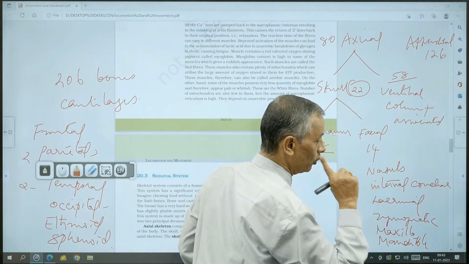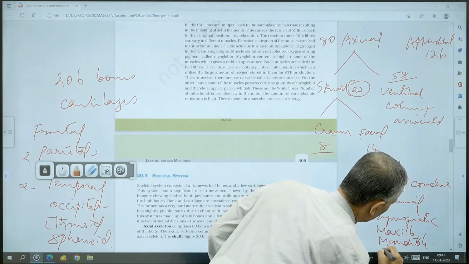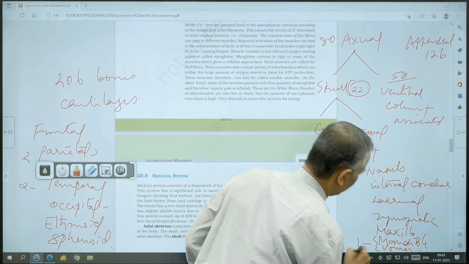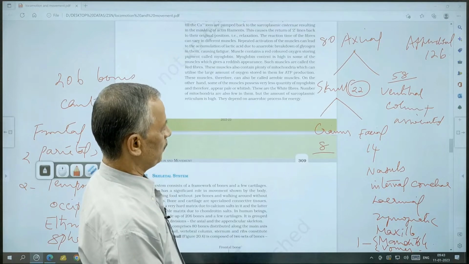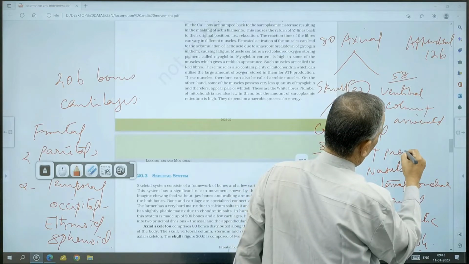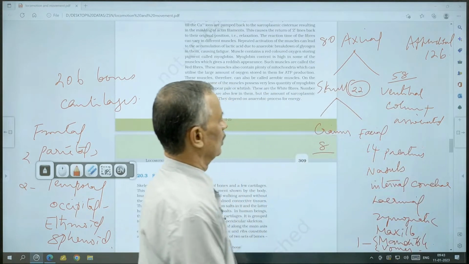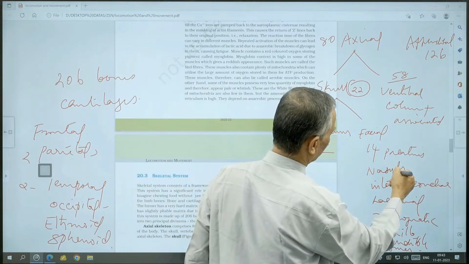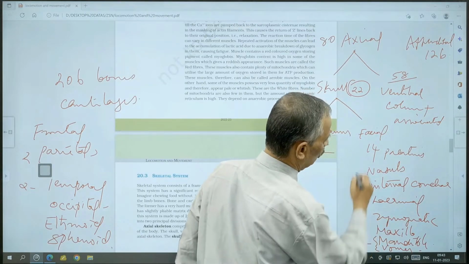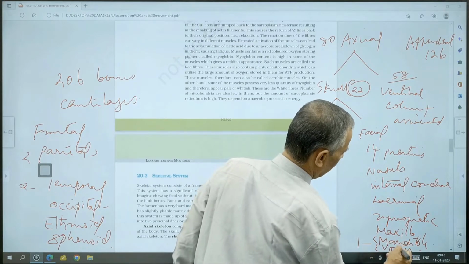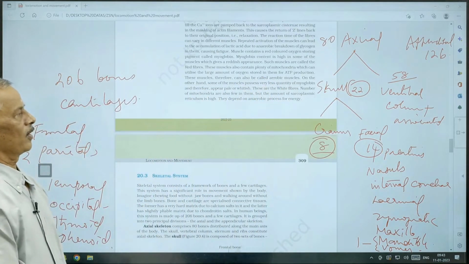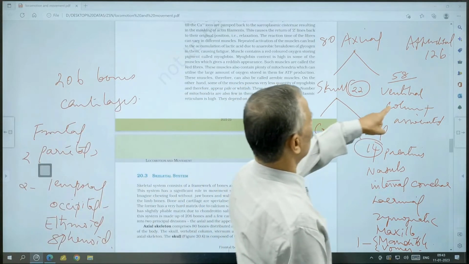And a single bone called the vomer. Vomer and mandible are single. All other bones are paired. And a pair of palatines. So, two palatines, two nasals, two internals, two lacrimals, two zygomatic, two maxilla. So, 12. A single mandible, a single vomer. That is total 40. Clear?